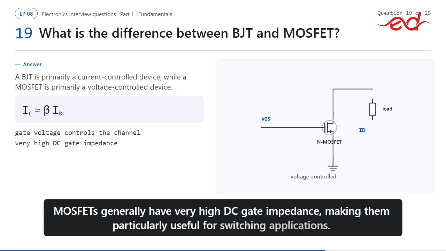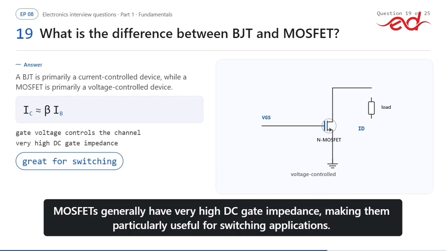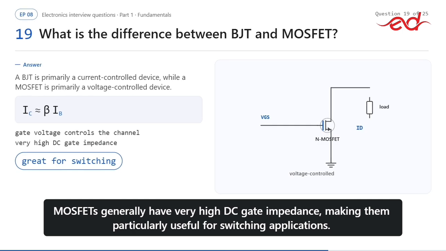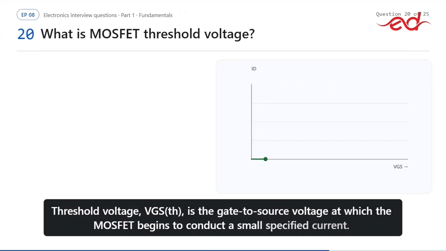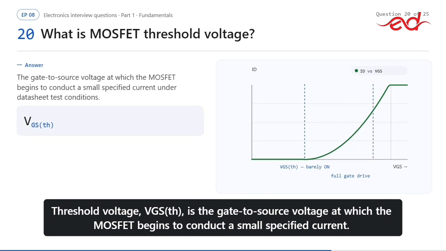For a MOSFET, gate voltage controls the channel and therefore the drain to source current. MOSFETs generally have very high DC gate impedance, making them particularly useful for switching applications. The next question is, what is MOSFET threshold voltage?